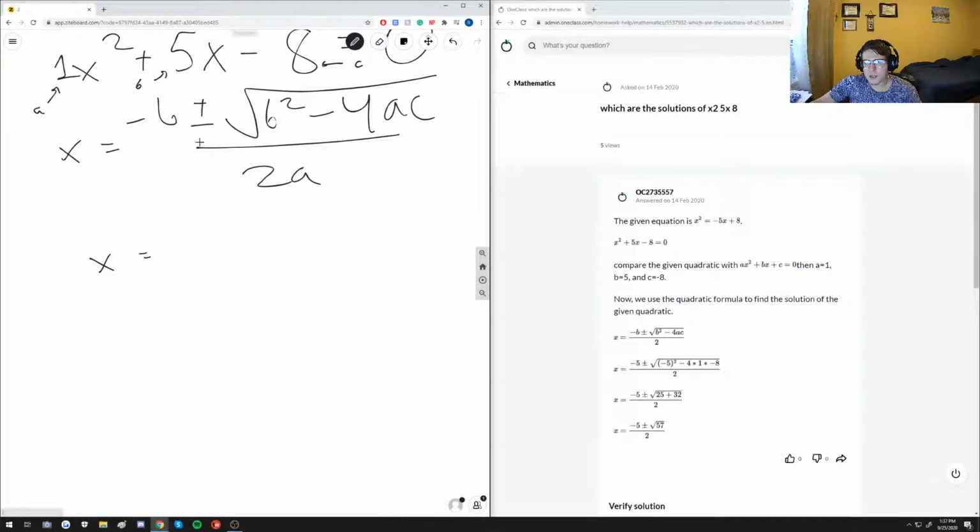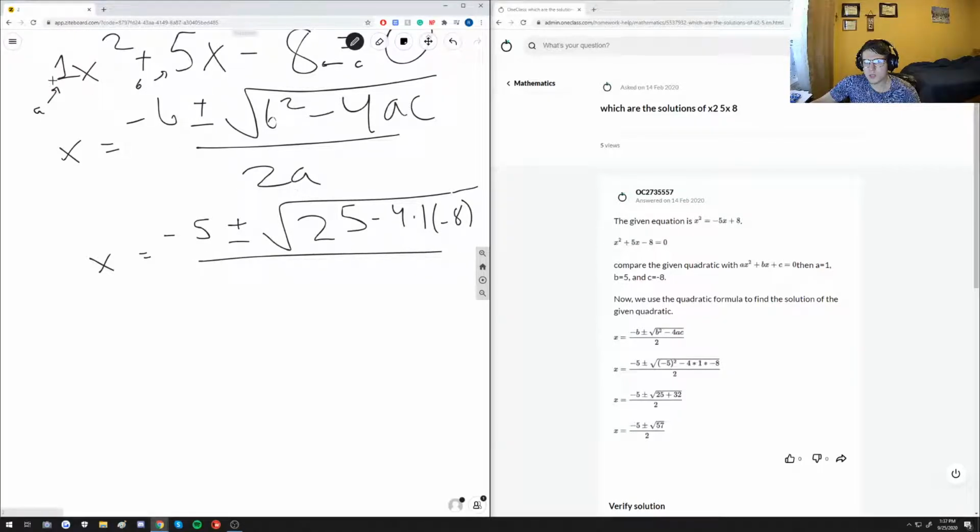So in this case, our b is 5, so we're going to get negative 5 plus or minus, and then we're going to have b squared, which is 5 squared, which is 25, minus 4 times 1 times c, which is minus 8, all over 2 times 1, so just 2.